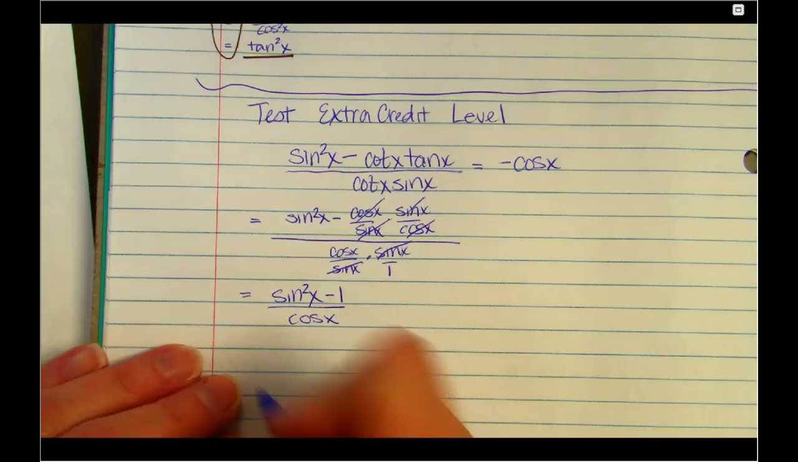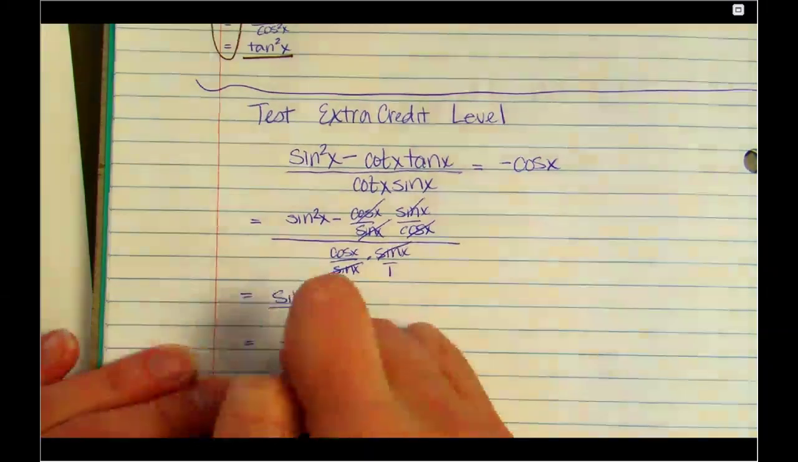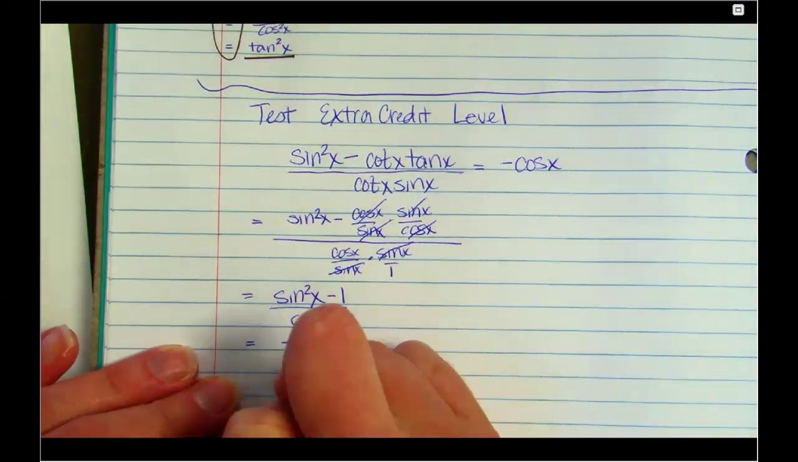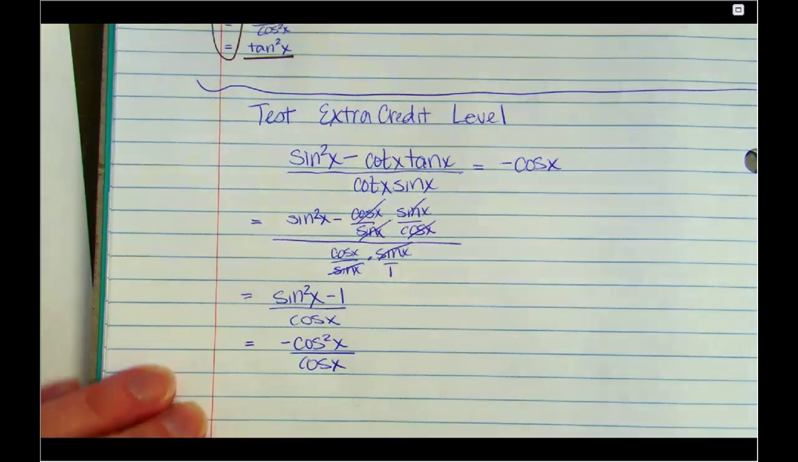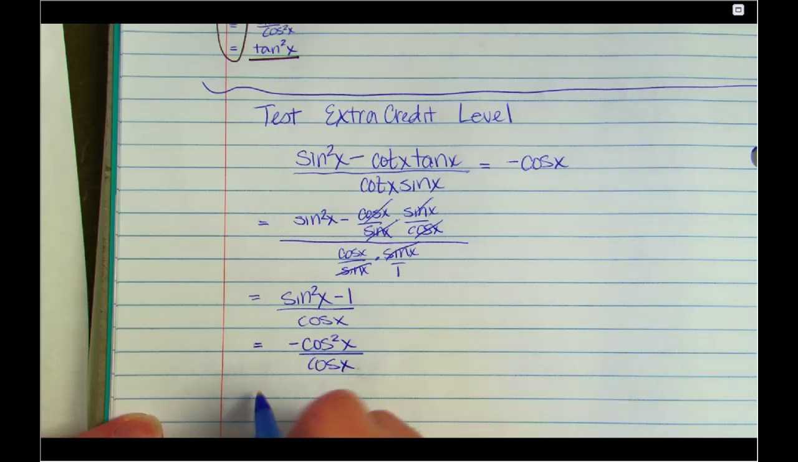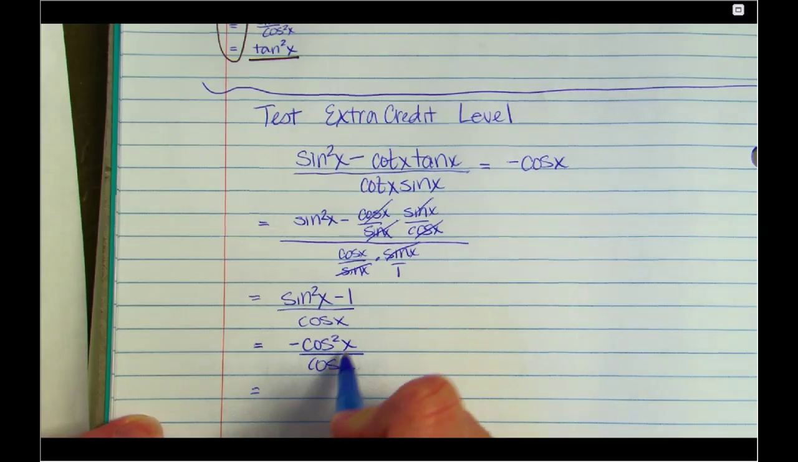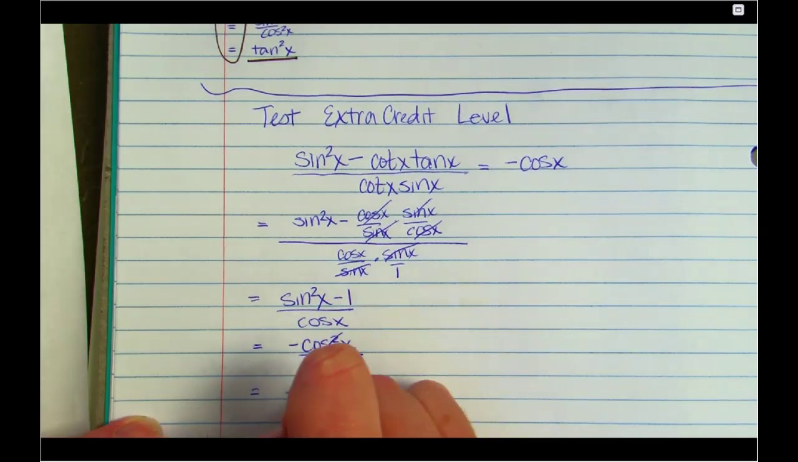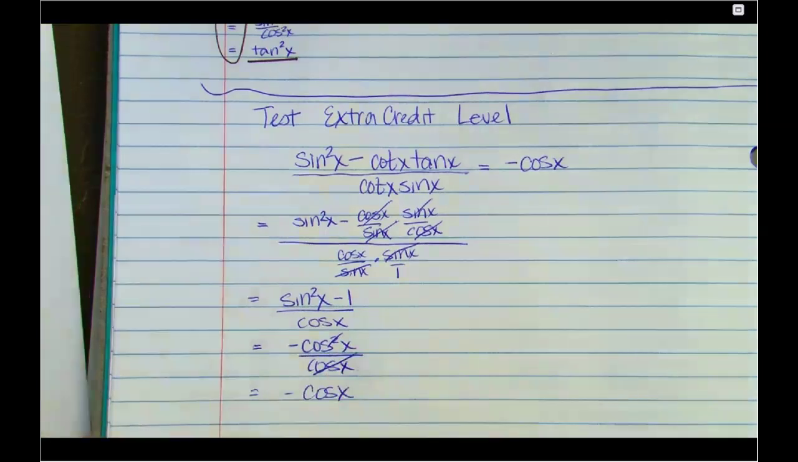So cosine squared over cosine. What happens here? It cancels one of the cosines. The negative just stays because it's like negative 1. So one cosine cancels, leaving negative cosine x.